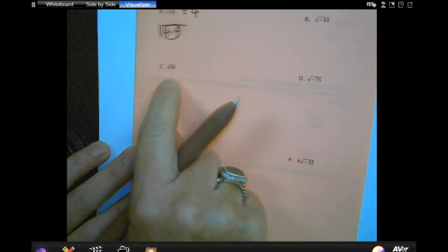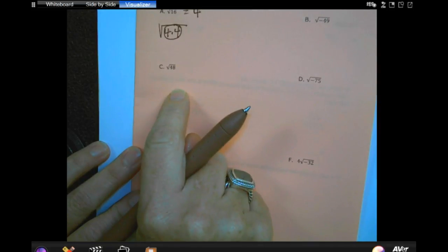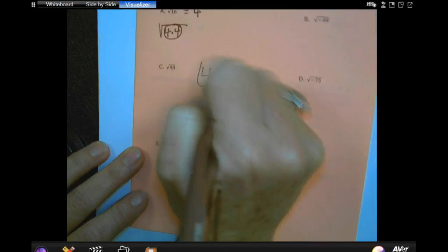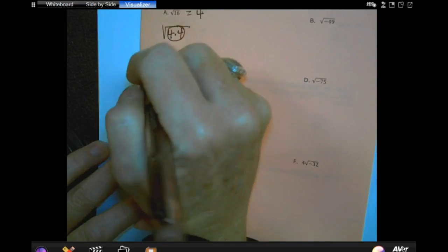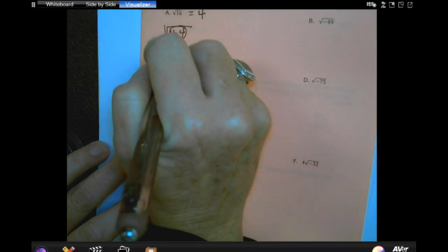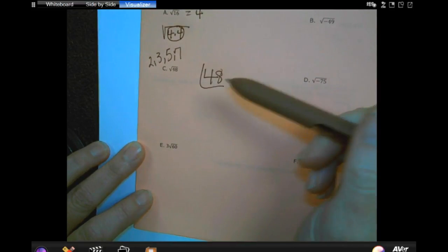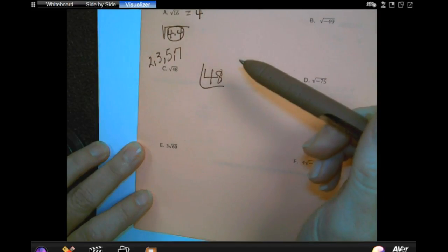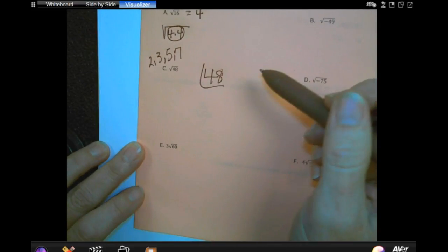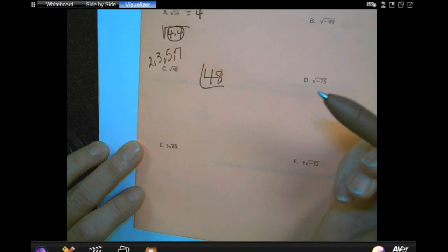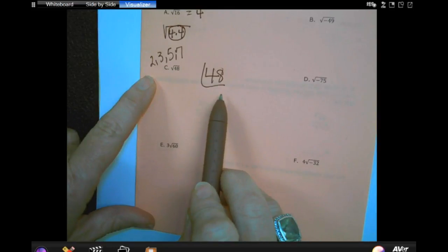So, let's look at the 48. The 48 is not a perfect square. So, I'm going to start with 48, and I'm going to write it this way. And you're always going to start with a 2, a 3, a 5, or a 7. I guess somebody at a younger grade calls this the birthday cake. I don't understand why it's the birthday cake. I'm just doing reverse division. So, I'm going to start with the 2.